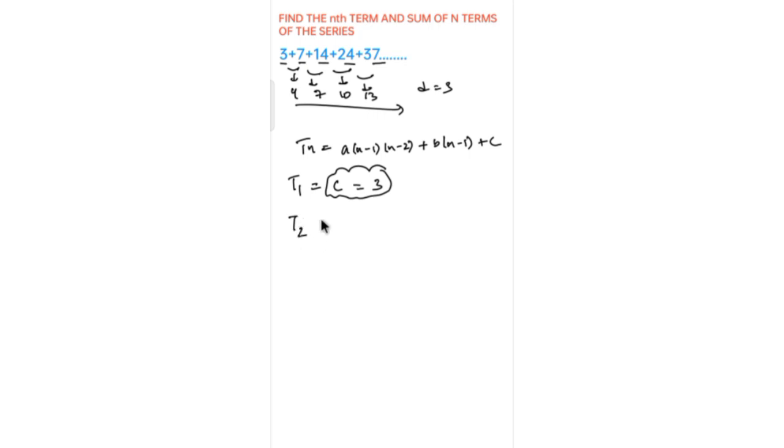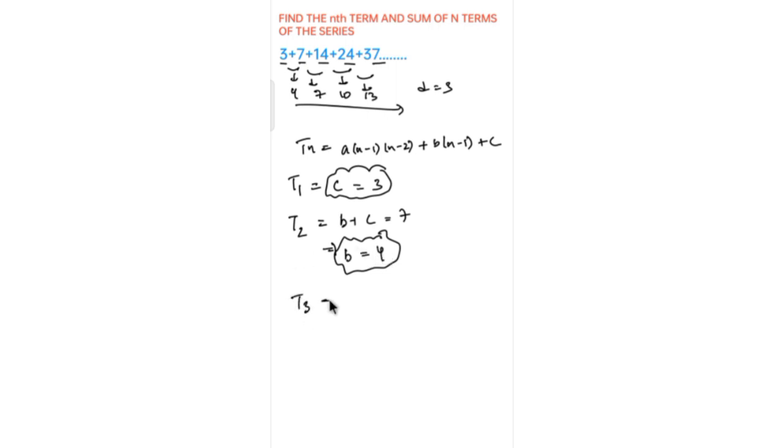And come to the value of T2, just put n is equal to 2. You get this again to be 0, because 2 minus 2 is 0, this whole term is 0, and you get B plus C, which is equal to 7. So you get B value to be 4. Using the value of C, I found the value of B is equal to 4.